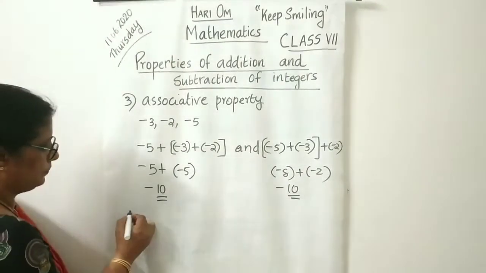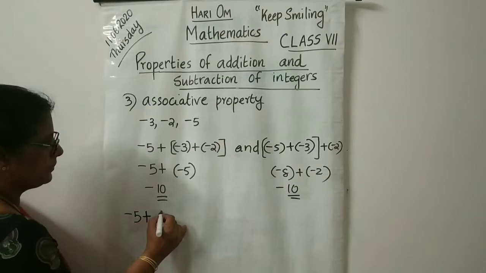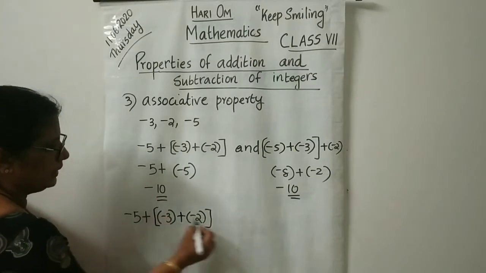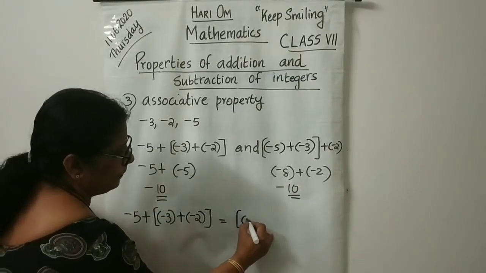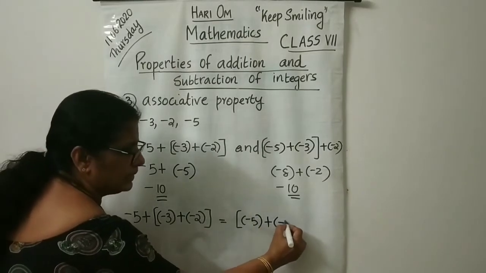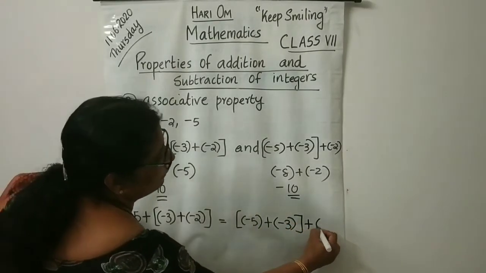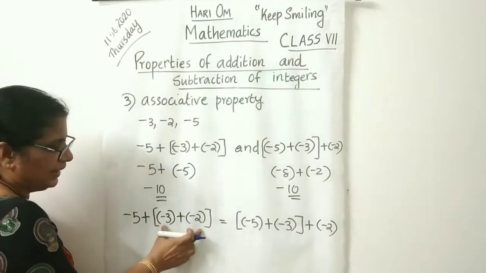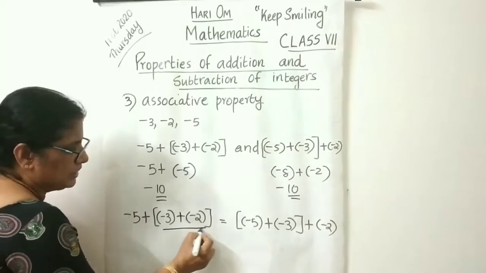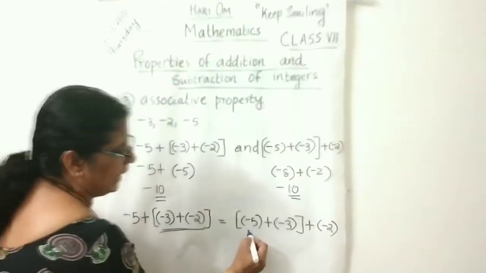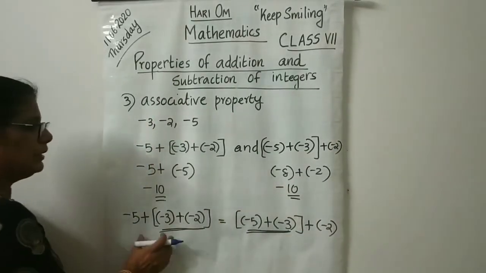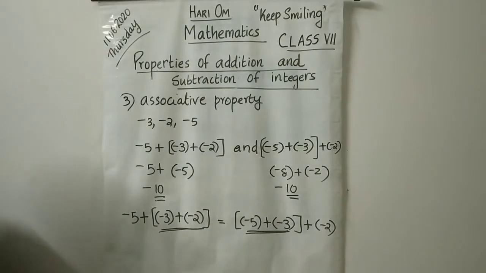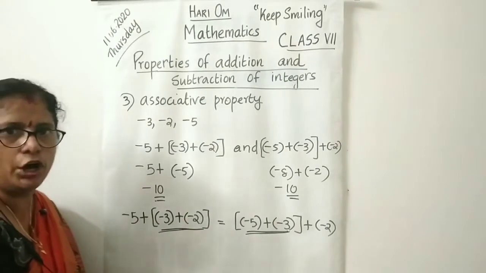So we can write minus 5 plus (minus 3 plus minus 2) is equal to (minus 5 plus minus 3) plus minus 2. Here did you find the difference? In this case, first we add these two together, then the number within the bracket. In this case, we add these two numbers together. So in both the cases, we get the same answer. So we can say that addition is associative for integers.